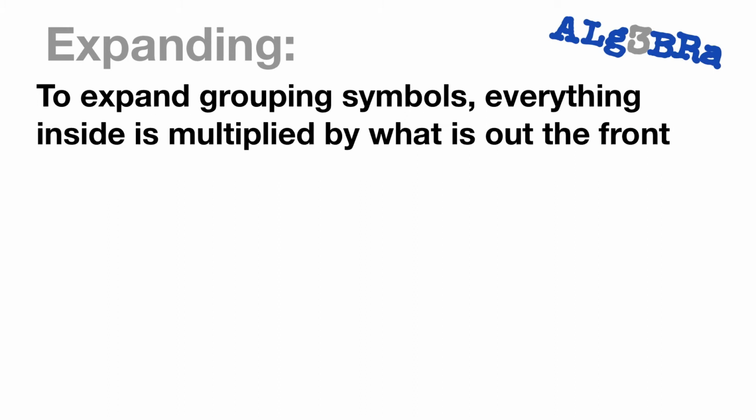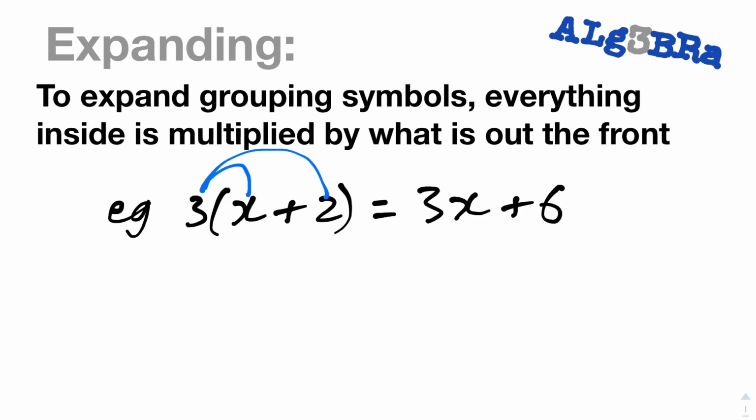When expanding grouping symbols, everything inside is multiplied by what is out the front. So here, everything inside is multiplied by 3. So we have 3 lots of x and 3 lots of 2.